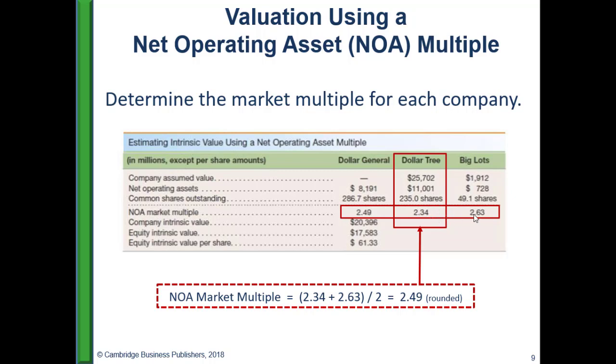So Big Lots, the other competitor, is $2.63. Therefore, the average of that would be $2.49. And now we can use that to figure out what the market value per share of Dollar General should be. So $2.49, if they have net operating assets of $8,191, times 2.49 would give you an intrinsic value of 20,396.